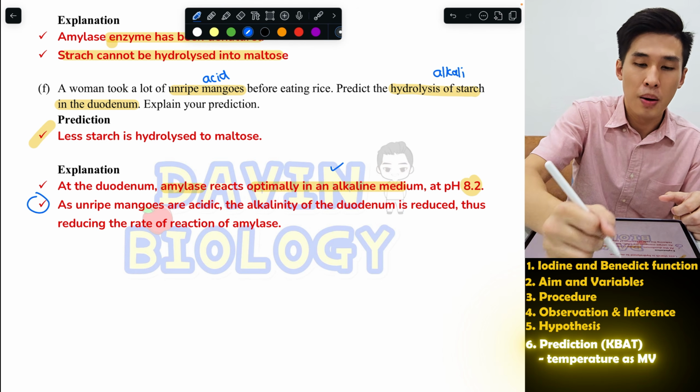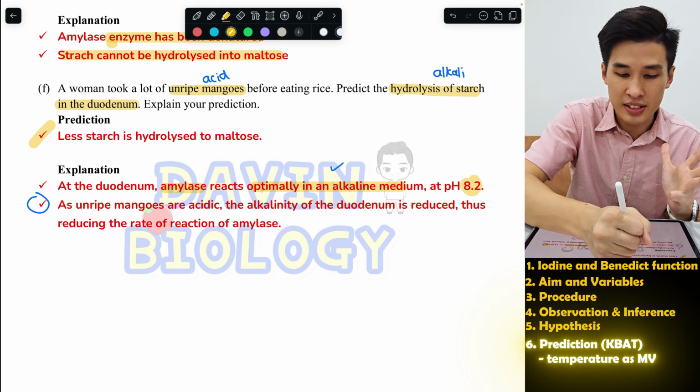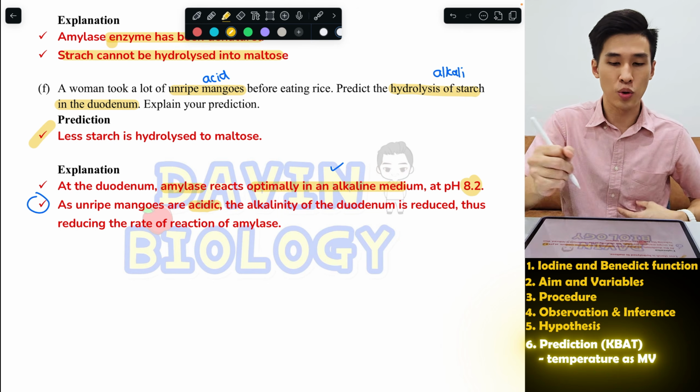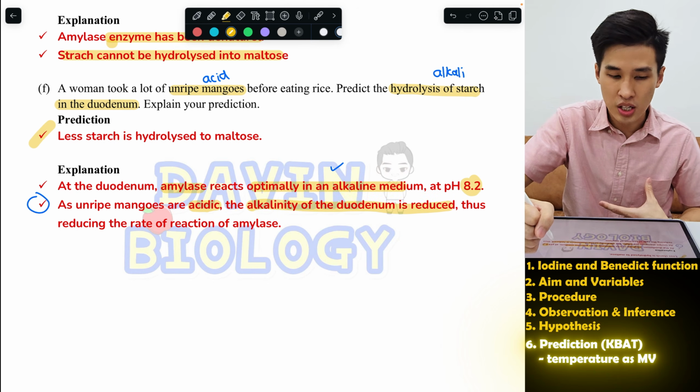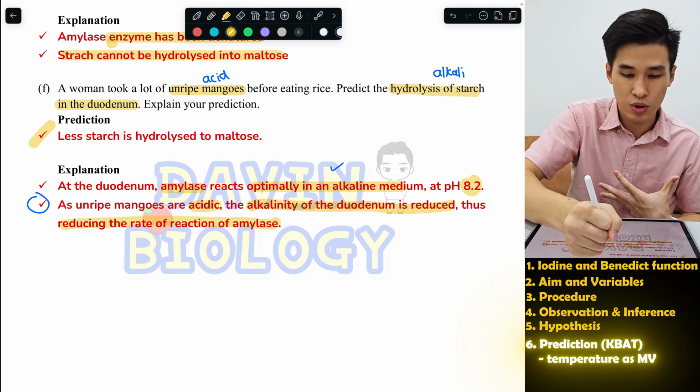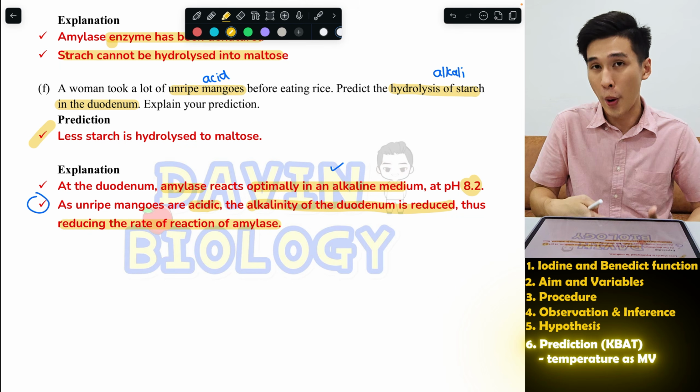But here's the main thing. Just mentioned, mango is acidic. It will change the alkaline condition in your duodenum. So the alkalinity in the duodenum reduces. So the rate of amylase reaction also reduces. So the enzyme doesn't function very well.